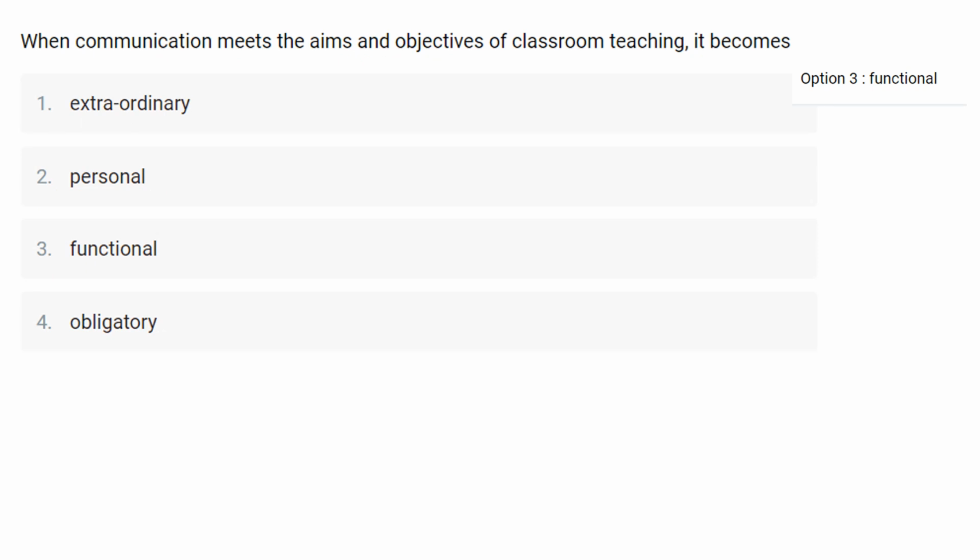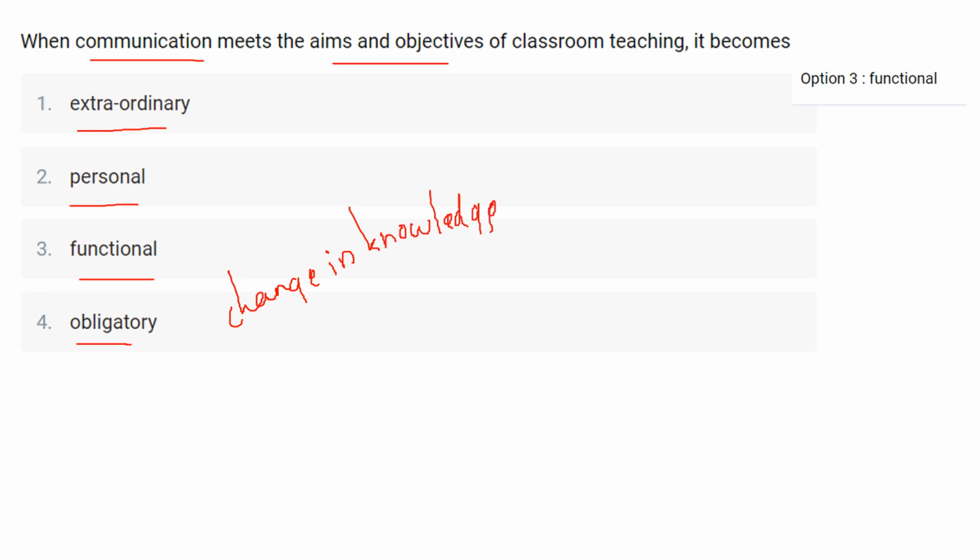When communication meets the aims and the objective of classroom teaching, it becomes, for which the first option is extraordinary, second one is personal, third one is functional, and the last one is obligatory. The main objective of teaching is to bring the change in knowledge, attitude, and skills of the learner. These three things belong to the cognitive domain, affective domain, and psychomotor domain in the Bloom taxonomy respectively.